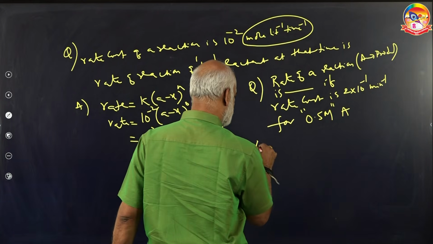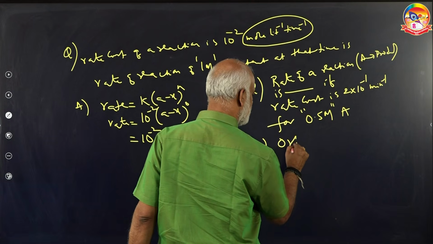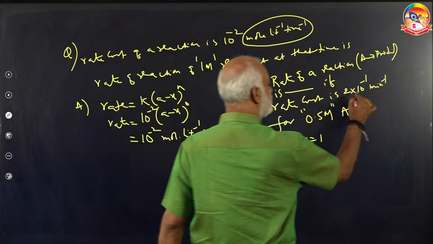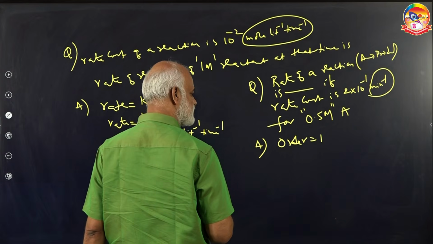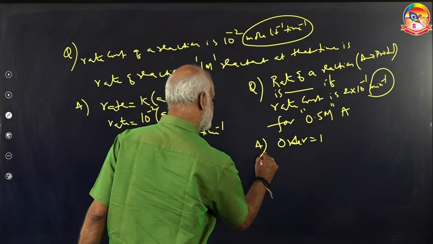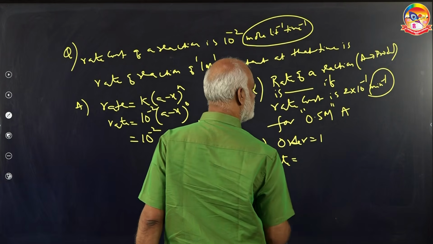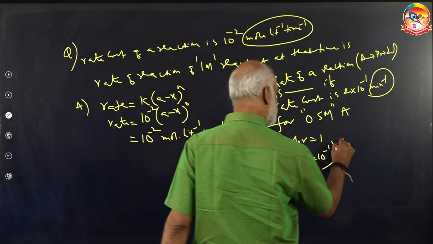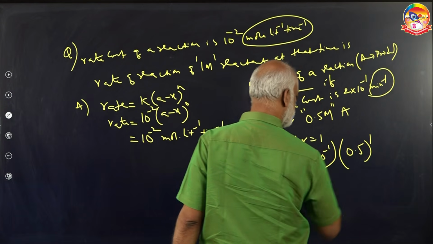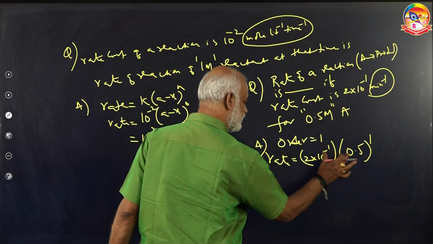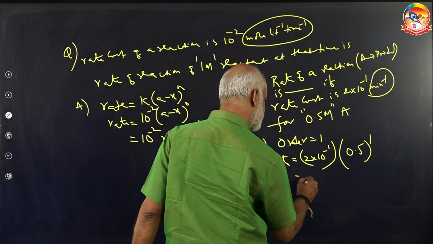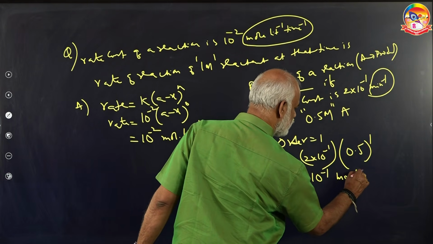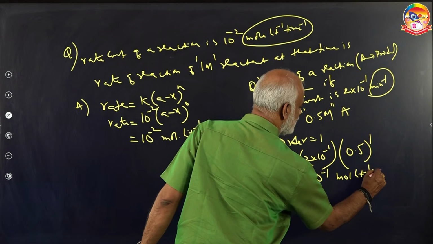Once again, how to proceed? Order is equal to 1. How did I get order is equal to 1? The units are minute inverse. So, therefore, rate is equal to 2 into 10 to the power minus 1, rate constant, into 0.5 to the power 1. Rate is equal to K into concentration to the power 1. So, it will be 10 to the power minus 1 mole liter minute inverse.